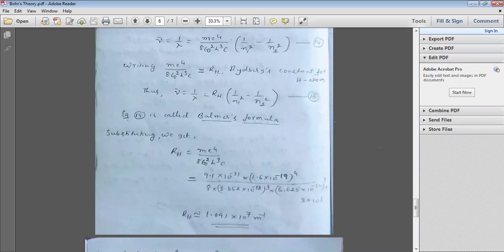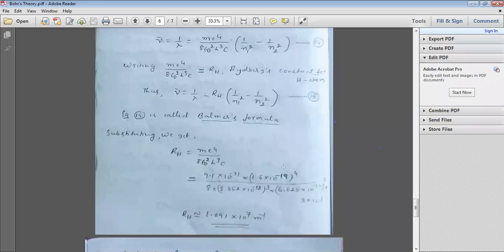Okay, in fact you can calculate Rydberg's constant value. I have already written RH is equal to m e power 4 divided by 8 epsilon square h cube into c. So m is 9.1 into 10 to the power of minus 31. e is 1.6 into 10 to the power of minus 19, whole to the power of 4, divided by 8 into epsilon naught, the permittivity of free space, 8.852 into 10 to the power of minus 12, whole cube. h is Planck's constant, 6.62 into 10 to the power of minus 34, whole cube, divided by c, 3 into 10 to the power of 8. Sorry, here it should be epsilon naught square; I have put cube here. Again, I will send you all these corrections.